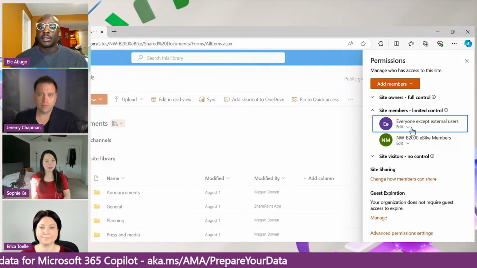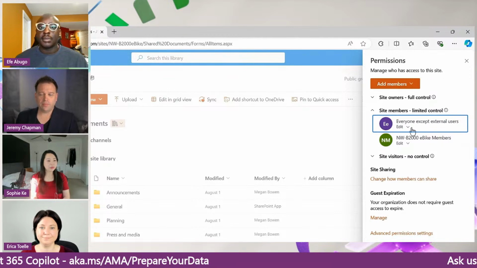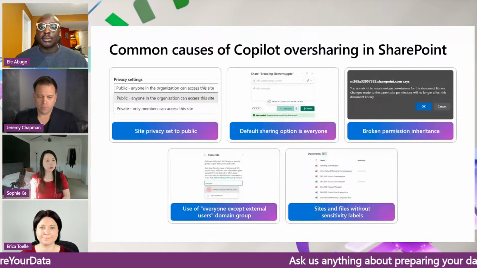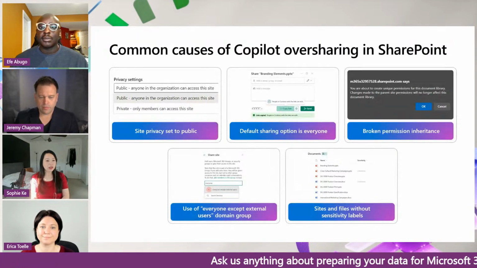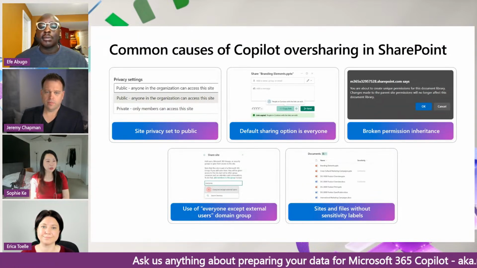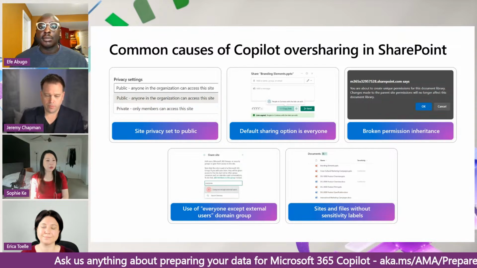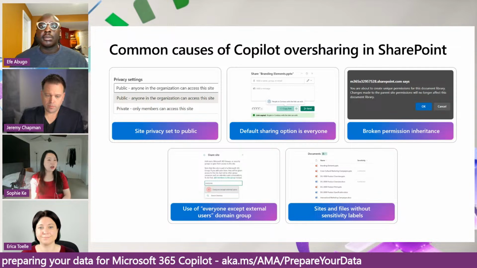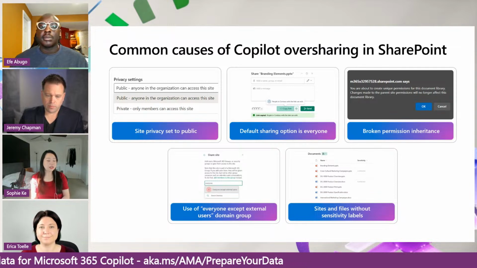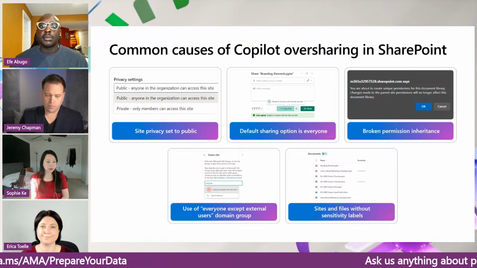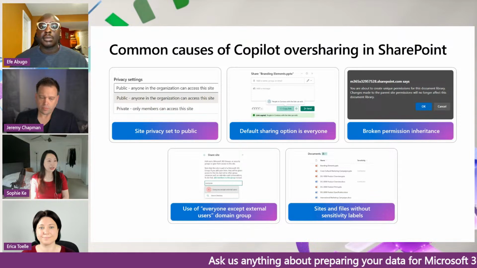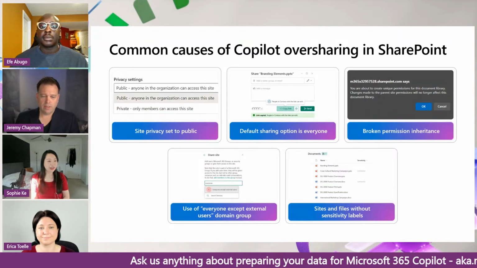Perfect. Thank you, Jeremy, for that visual. Back to the slide on the common causes, and let's just go through the rest. The other one, I think, Jeremy, you also have a video, which is the default sharing option. When we share a document or a file, if you set the default sharing to everyone, instead of picking a specific person, you could potentially cause oversharing. So go ahead, Jeremy, if you'd like to share that.